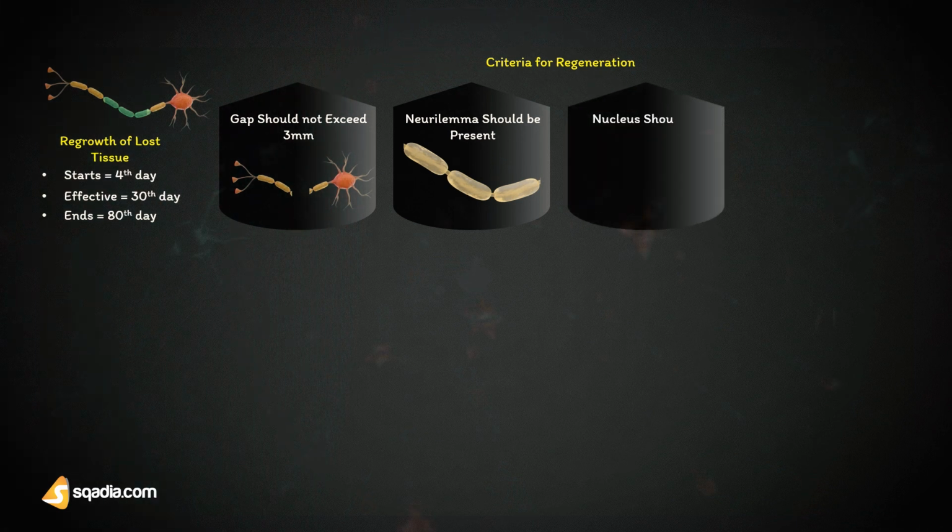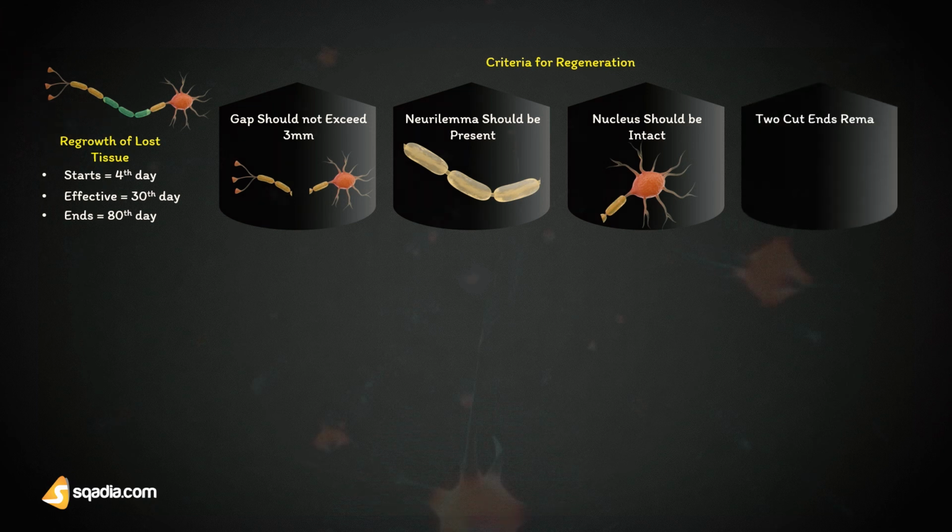The third criteria is that the nucleus should be intact. If it is extruded from the nerve cell body, the nerve is atrophied and the regeneration does not occur. And the last criteria is that the two cut ends should always remain in the same line. Regeneration does not occur if any one end is moved away. If all the criteria are fulfilled, only then a nerve fiber can undergo regeneration.